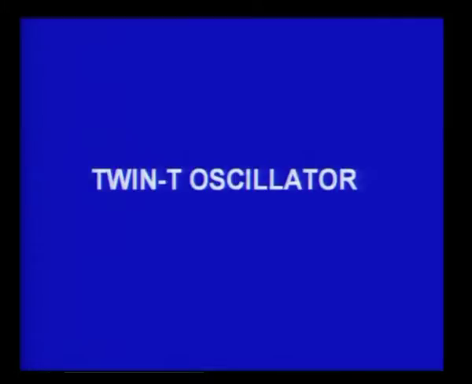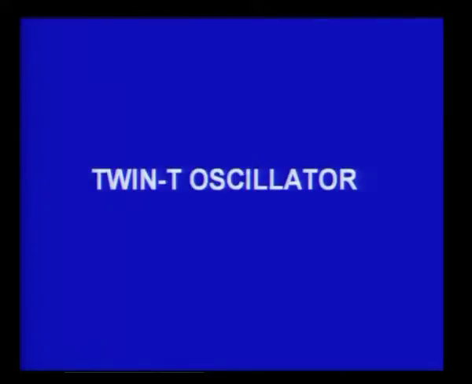We have seen now 2 different types of oscillator circuits. One is RC phase shift oscillator, the other one is the Wien's bridge oscillator, both are RC oscillator. Now I want to quickly show you a third type of RC oscillator, which is called twin T oscillator.